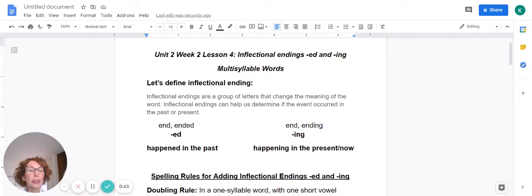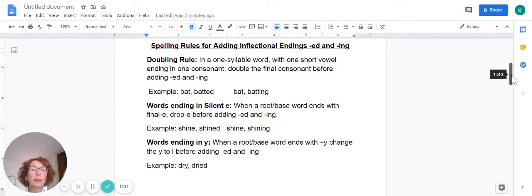It's already happened. All right, we add the inflectional ending ing to the root or base word end. It becomes ending. It means it is happening now in the present. The movie is ending.